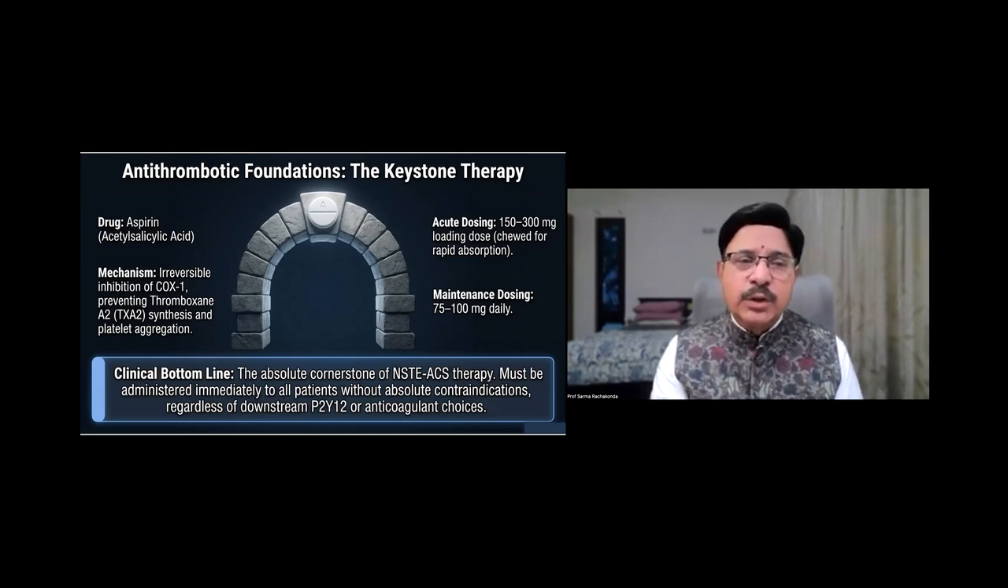Okay, what does it do? It prevents thromboxane A2 synthesis. Thromboxane A2 is the key molecule for platelets to aggregate with one another and propagate the white clot. So if you inhibit thromboxane A2, you will prevent platelet aggregation. What is COX?